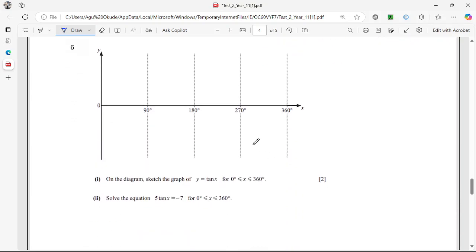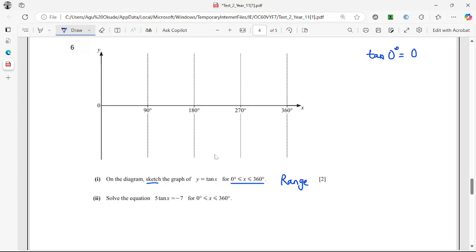Now this is a trigonometrical graph, and it's a tangent graph. On the diagram, sketch the graph of y equal to tan x for this range. Now for us to sketch a tan graph, the angle range is already given to us. The range for IGCSE is between 0 and 360 degrees. Now I'm going to find tan 0 degrees, and tan 0 is 0.